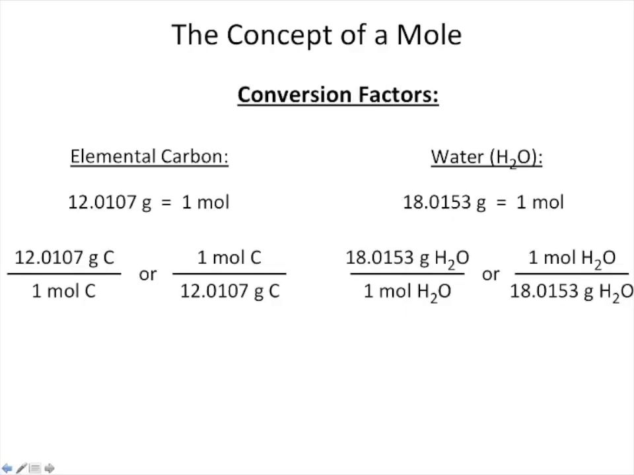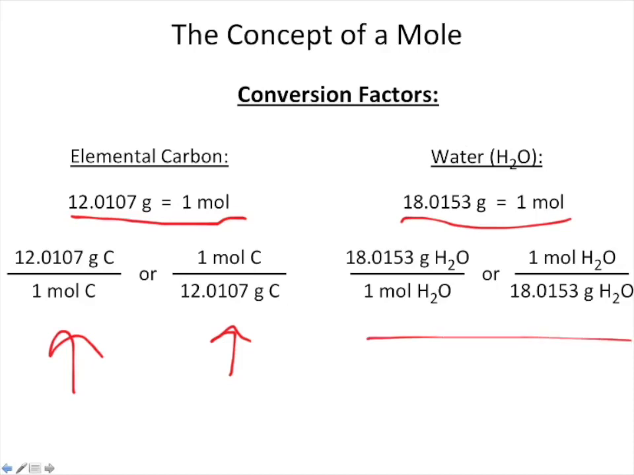From this definition, we can make conversion factors. For elemental carbon, 12.0107 grams is equal to 1 mole. So we can say that 12.0107 grams over 1 mole is a conversion factor we can use, or you can invert it and say moles over grams. And you could use these depending on what the units are that you're working with. Flip this over so that it cancels out the units that you want. Same thing for water. 18.015 grams of water is equal to 1 mole, and so you can make conversion factors either with the grams on the top or the moles on the top, depending on whether you're converting from moles to grams or from grams to moles.